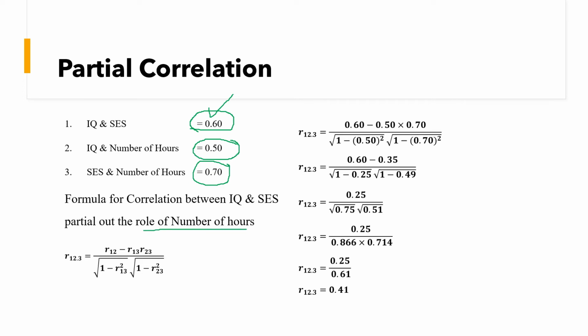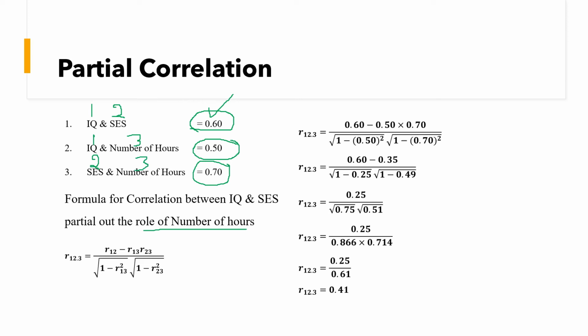The formula for this is r12.3 equal to r12 minus r13 r23, divided by the square root of 1 minus r square 13 times 1 minus r square 23. So now we just put in all the values. IQ is 1 and socioeconomic status is 2. IQ is 1 and number of hours is 3. Socioeconomic status is 2 and number of hours is 3.